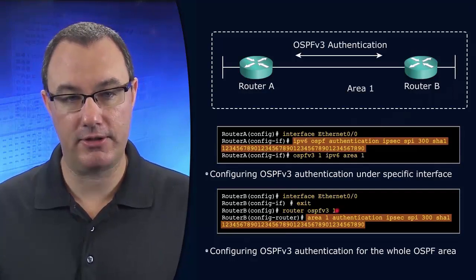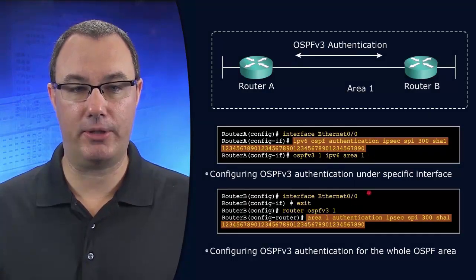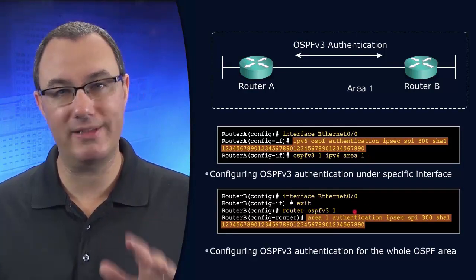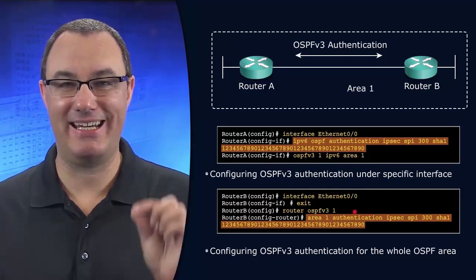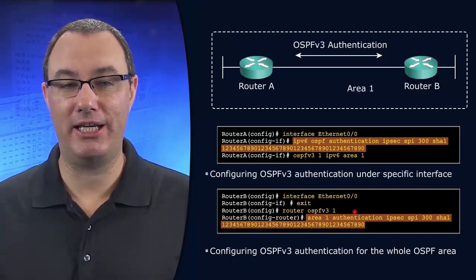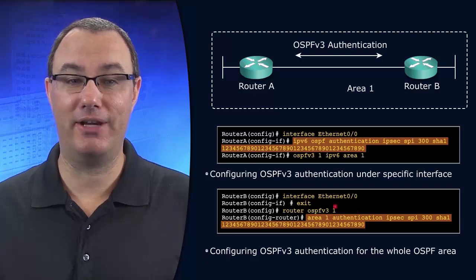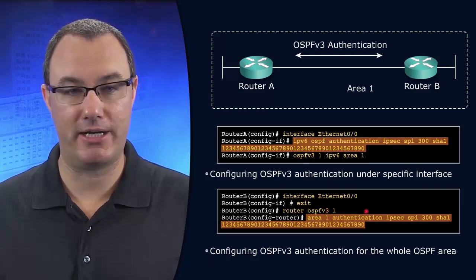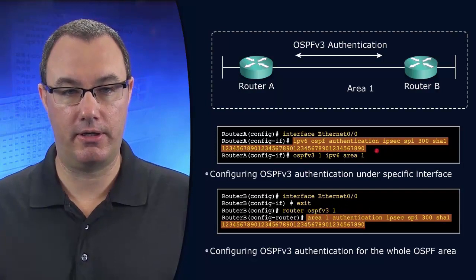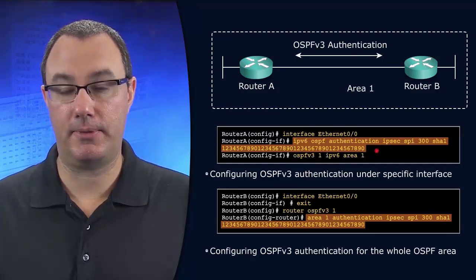Now you can see that there's two different examples for the same thing. Area-based authentication, which really isn't area-based. It is interface-based for all of the interfaces on this router in that area. Don't do it that way. Do it in interface configuration mode, even if it takes you some extra time to do it.